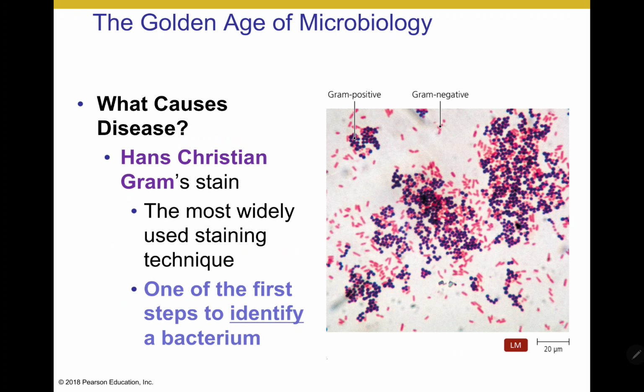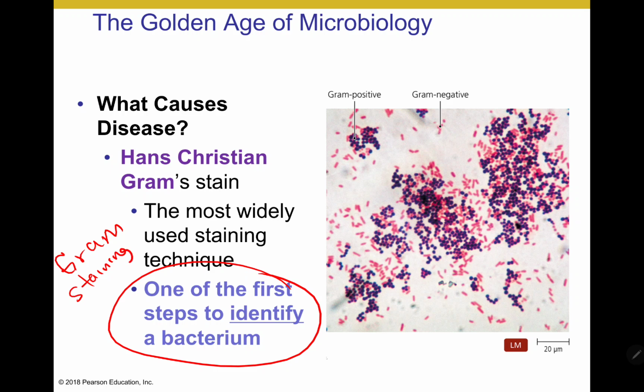Of course, we have to remember Hans Christian Gram. Hans Christian Gram developed the most widely used staining technique, which is Gram staining. So Gram staining is going to be one of the first steps to identify a bacteria. You take that culture, you try to see under a microscope: is it gram positive or is it gram negative? And then you can do further tests. But again, Gram staining is one of the first steps to identify a bacterium.